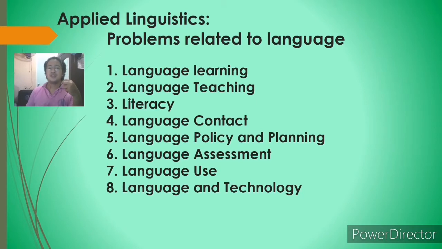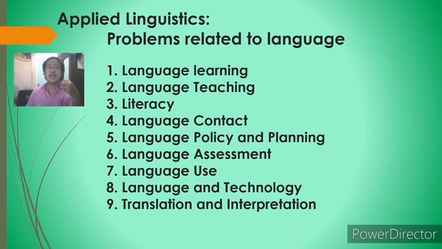And some do not know how to manipulate computers. So, some resorted to only choose modular learning, especially in most of the public schools. Number 9. Translation and interpretation. Remember what we learned in semantics and pragmatics.